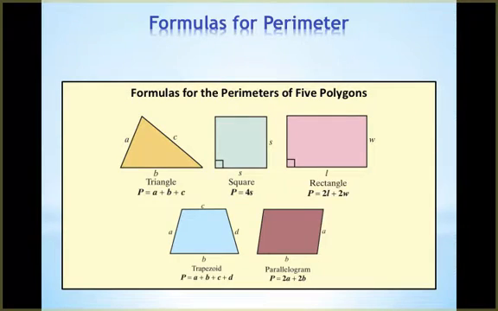Now, there are formulas for perimeter, so take a moment to add these formulas to your note sheet. We have the perimeter of a triangle, which is A plus B plus C, and that's just add up the three sides of the triangle. We have the perimeter of a square, which is 4s, so we would just take 4 times the side, since all the sides are the same. For a rectangle, we use perimeter equals 2 times the length plus 2 times the width. If we have a trapezoid, we just add the 4 sides together. And for a parallelogram, which is very similar to a rectangle, we do 2a plus 2b, where a and b are the two sides of the parallelogram.